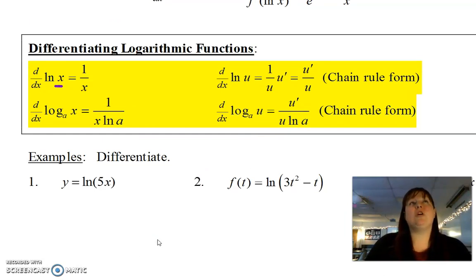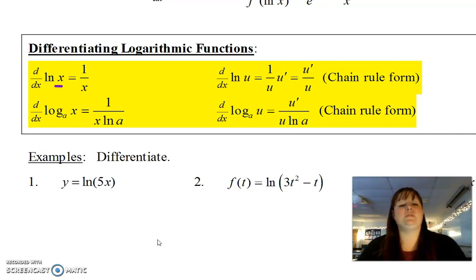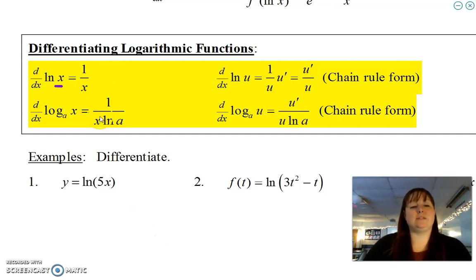And we use this all the time in integrating and deriving. And anyway, it's really helpful, okay? And then if we have a log of a different base, then the derivative is simply 1 over x times 1 over the natural log of the base, okay?